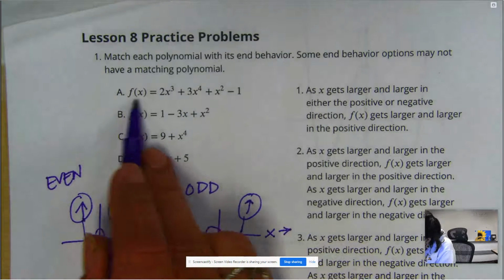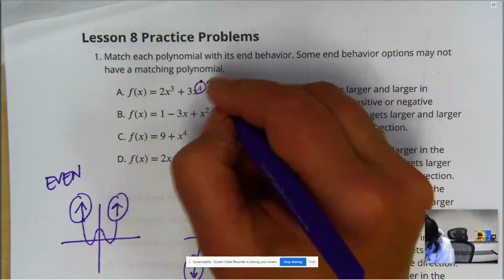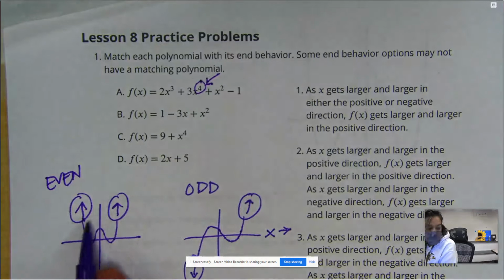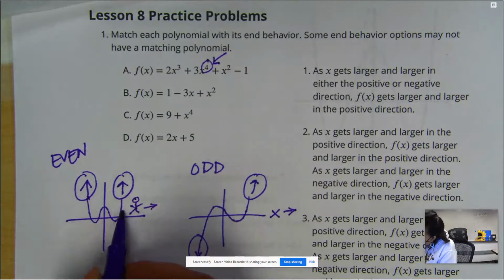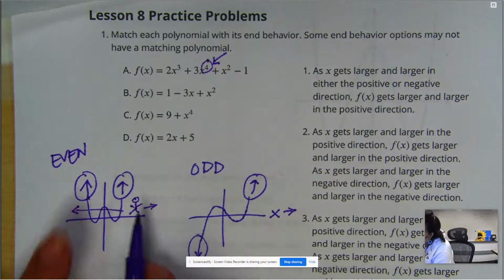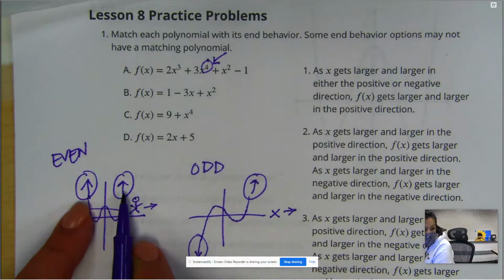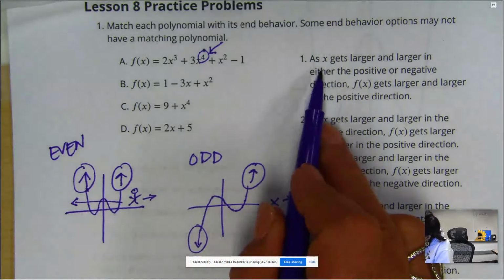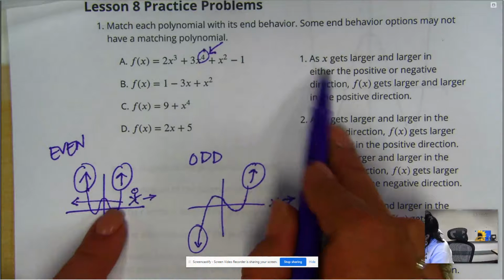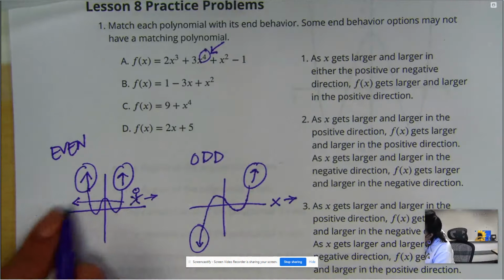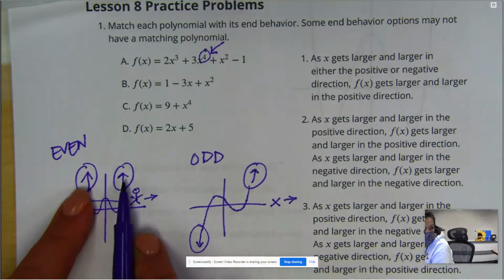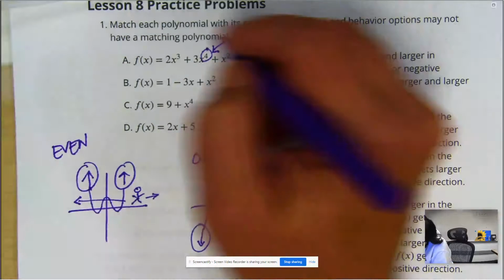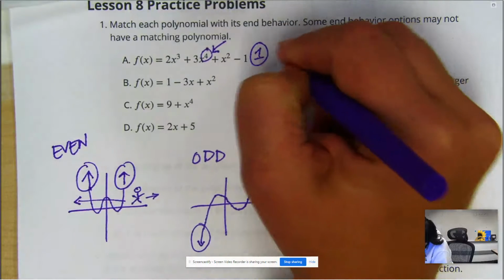So here we go, letter A. I look here, this is a fourth degree polynomial, so no matter which way you travel in the x direction, if you get bigger and bigger positive or bigger and bigger negative, your output values are getting bigger and bigger in the positive direction. So that's this match right here. As x gets larger and larger in either the positive or the negative direction, f of x, which is your output, gets larger and larger in the positive direction. So this one goes to number 1.